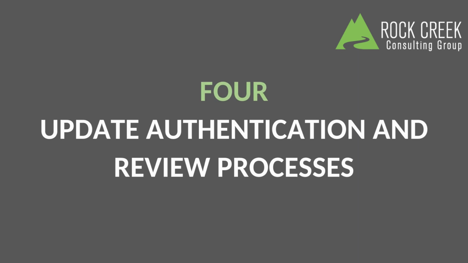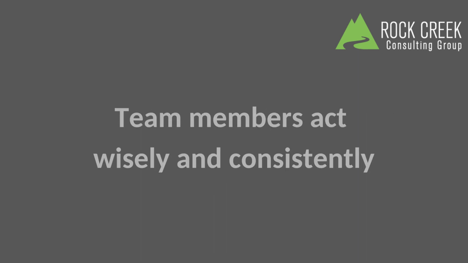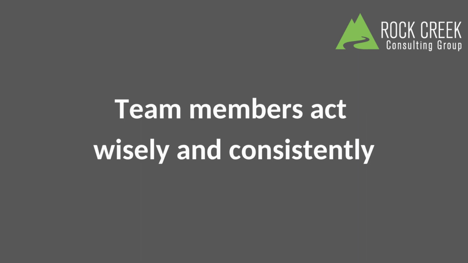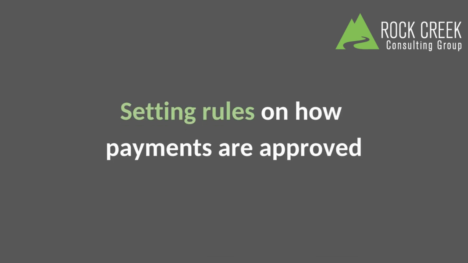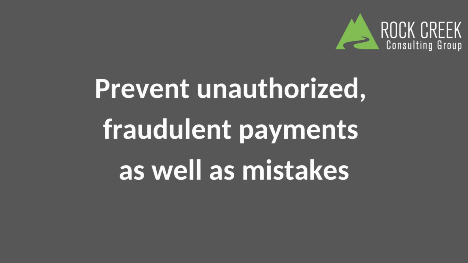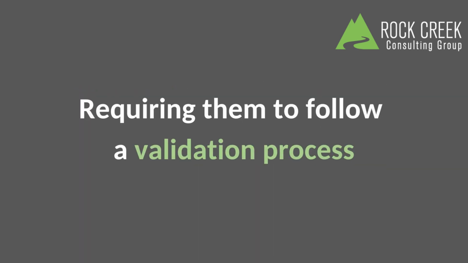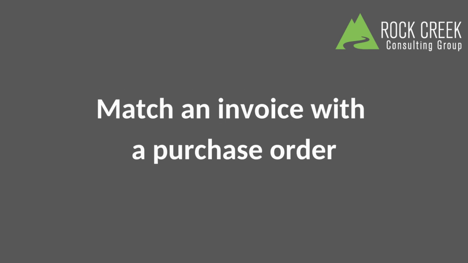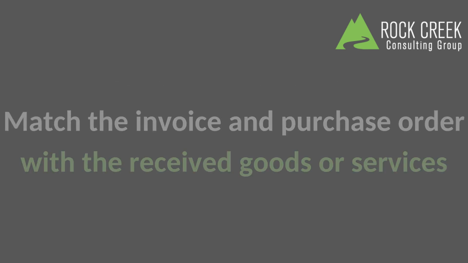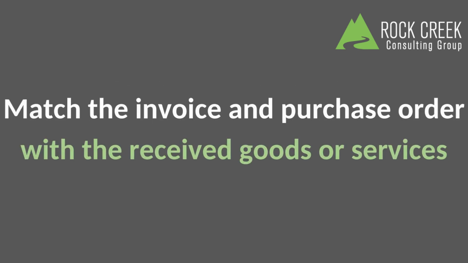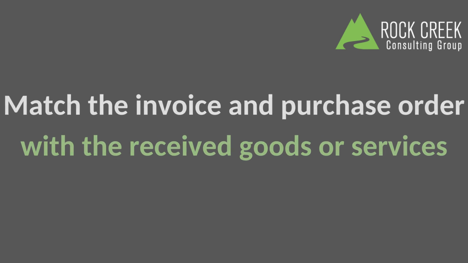4. Update authentication and review processes. Robust payment processes help team members act wisely and consistently. An example is setting rules on how payments are approved to prevent unauthorized, fraudulent payments, as well as mistakes. This may involve designating an approver for certain types of transactions and requiring them to follow a validation process. For example, perhaps they should match an invoice with a purchase order. Or even safer, perhaps they should match the invoice and purchase order with the received goods or services.